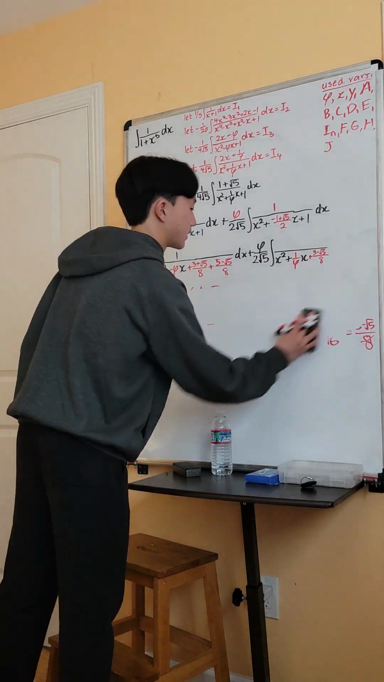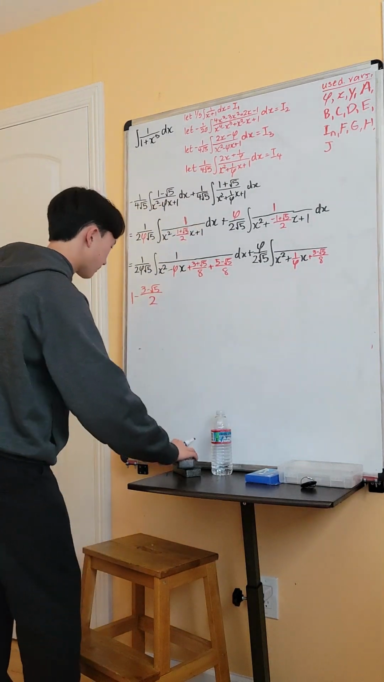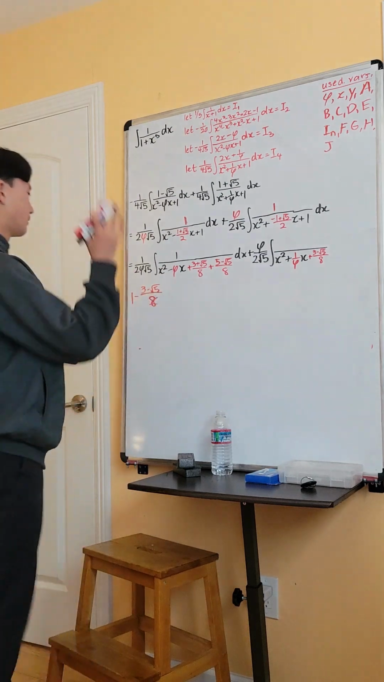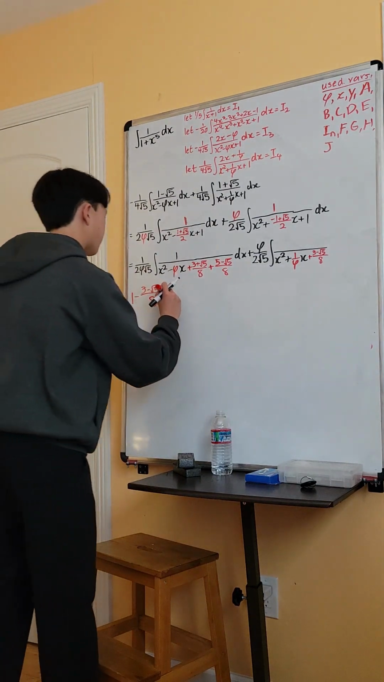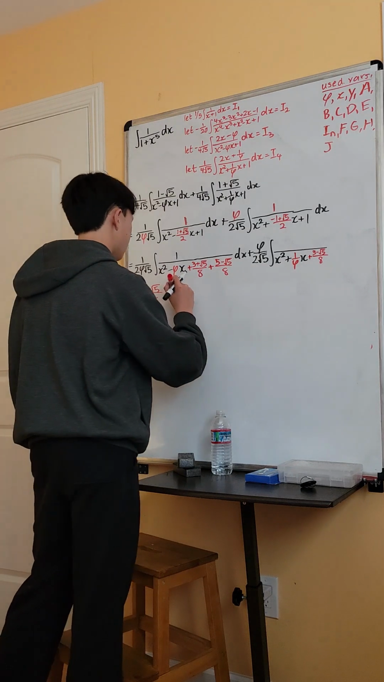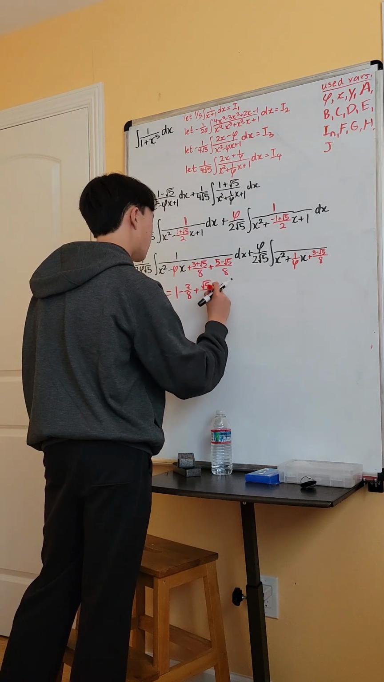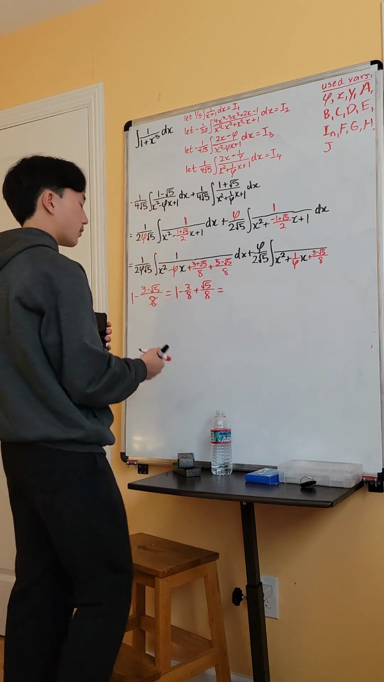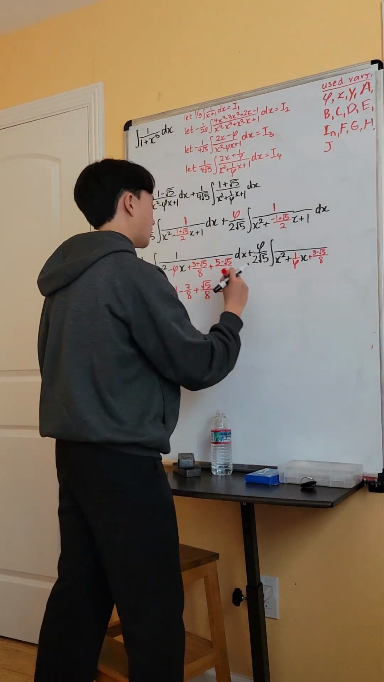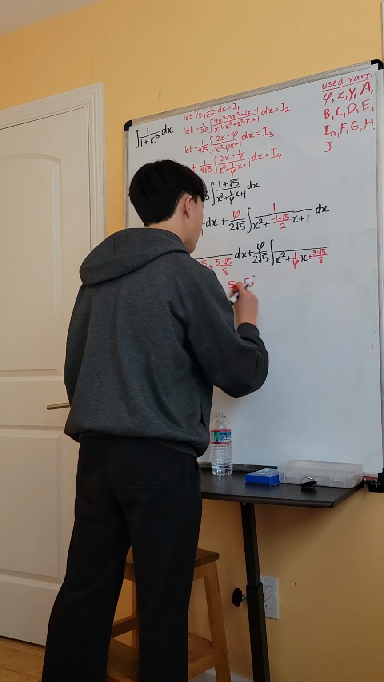Let's get rid of this. But yes, there's an 8 in the denominator. Let's rewrite that as 8. Okay, so now we split the fraction. So you get 1 minus 3 over 8 plus root 5 over 8. 1 minus 3 over 8 is just 5 over 8. Combine the fraction, you get 5 plus root 5 over 8.